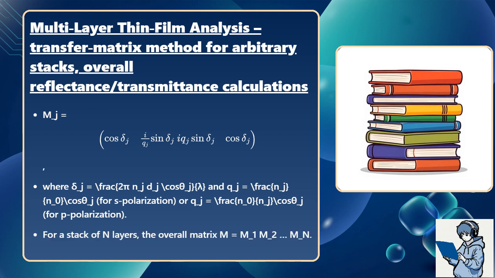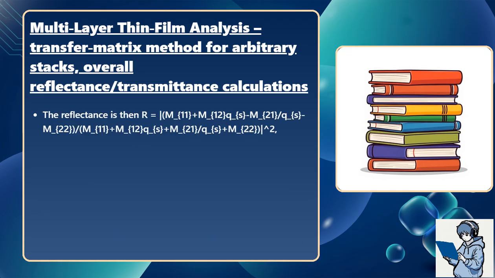For a stack of capital N layers, the overall matrix M equals M sub 1 times M sub 2, and so on up to M sub N. The reflectance is then R equals the absolute value squared of the fraction with numerator M sub 11 plus M sub 12 Q sub S minus M sub 21 divided by Q sub S minus M sub 22, over denominator M sub 11 plus M sub 12 Q sub S plus M sub 21 divided by Q sub S plus M sub 22, with Q sub S representing the substrate side.